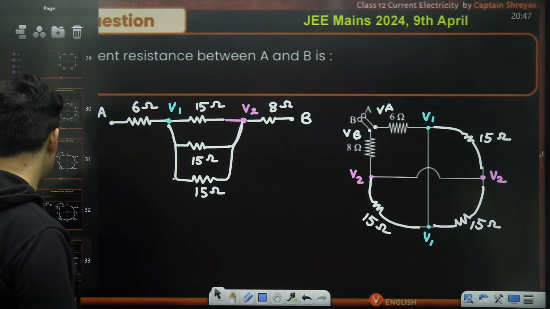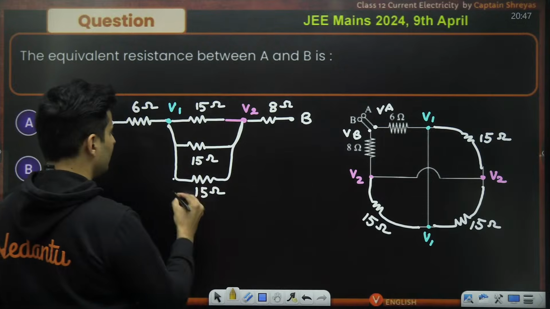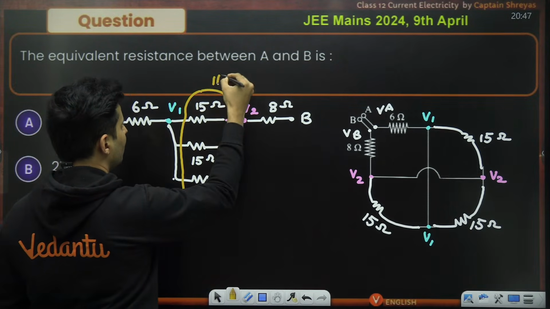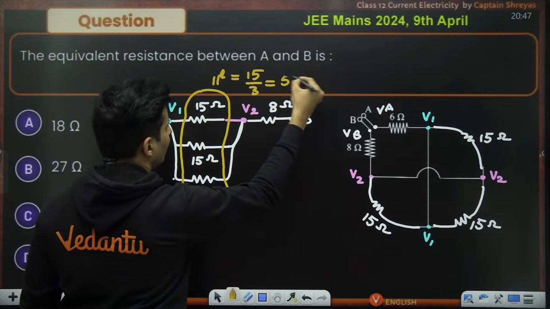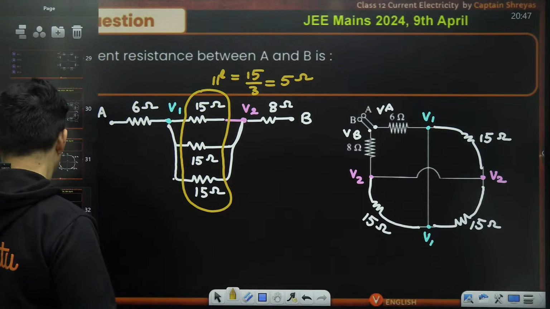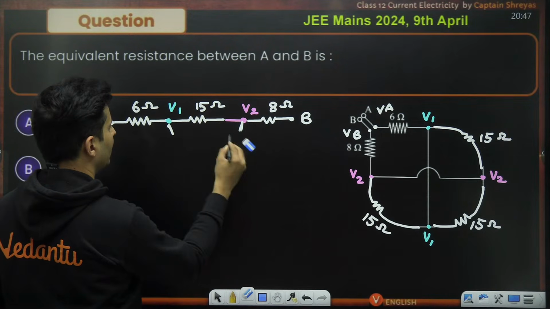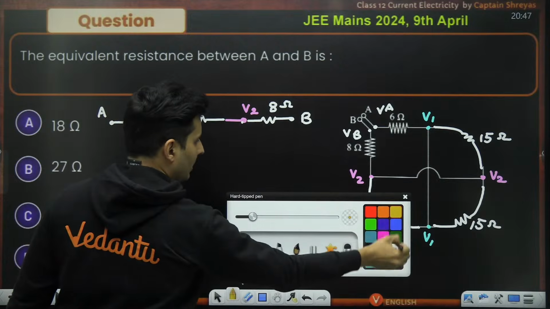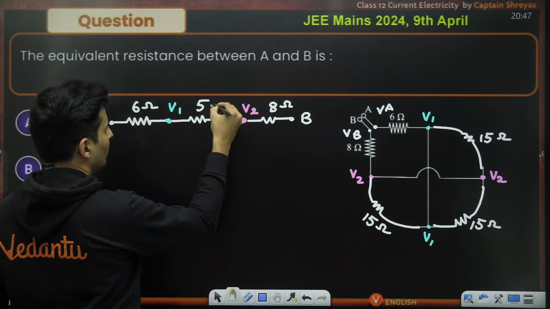Now, what are these three resistors in, guys? Can you see that clearly? Obviously, these three resistors are definitely in parallel. So the equivalent will be 15 by 3, which is nothing but 5 ohms. So in the next step, I can just get rid of these things, and this is no longer 15. This is 15 by 3, which is nothing but 5 ohms.